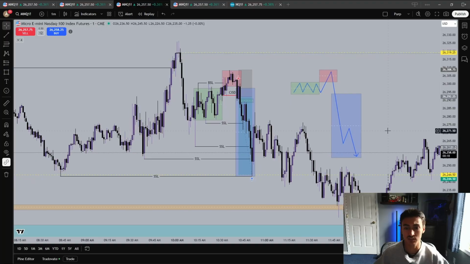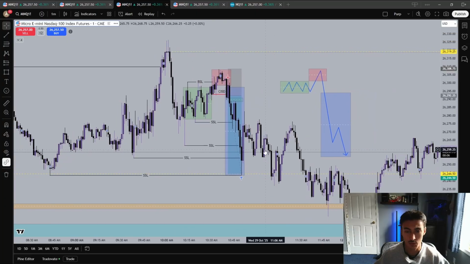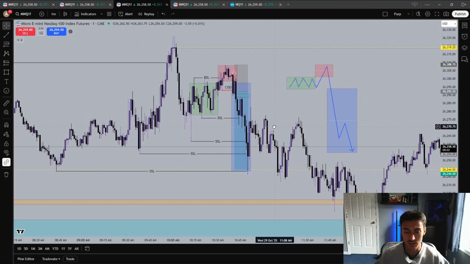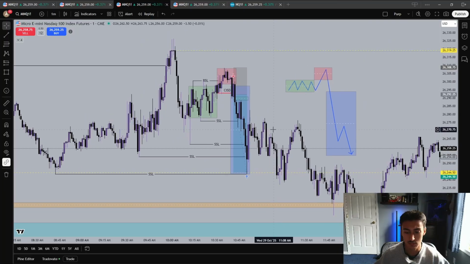Okay, pretty clean, simple AMD setup based off of the 10 a.m. open, based off of a liquidity sweep, and we were able to grab a 2.9R. Pretty nice, pretty simple. And that'll be it for the day.